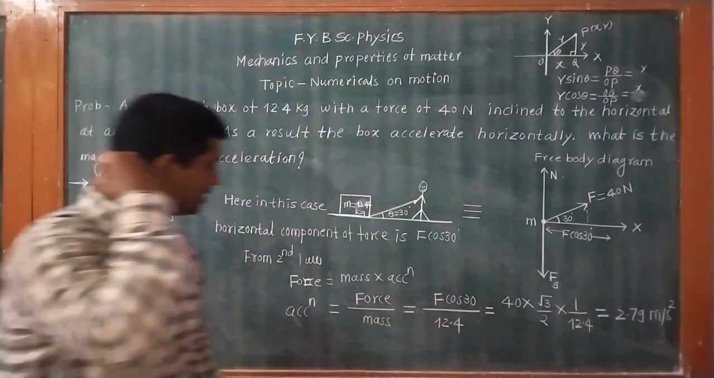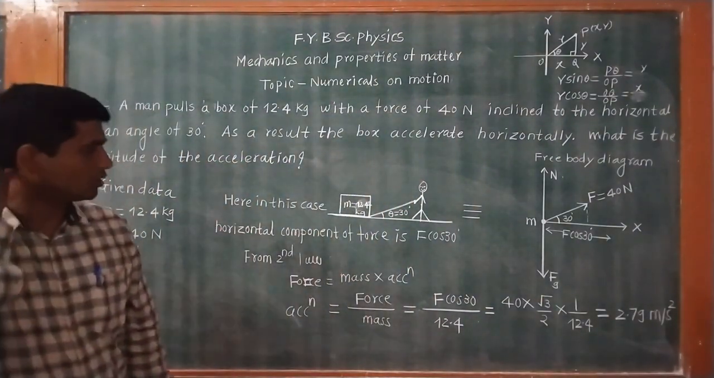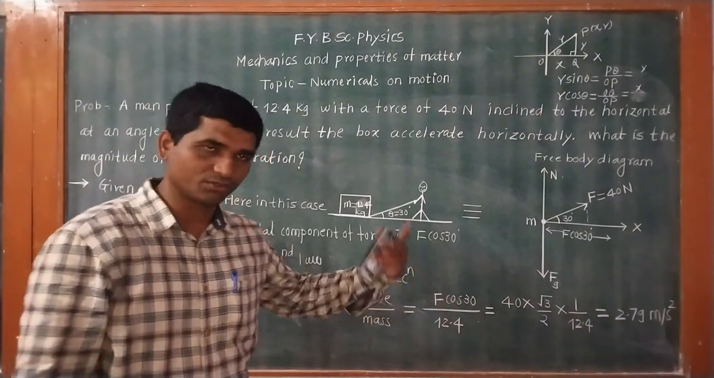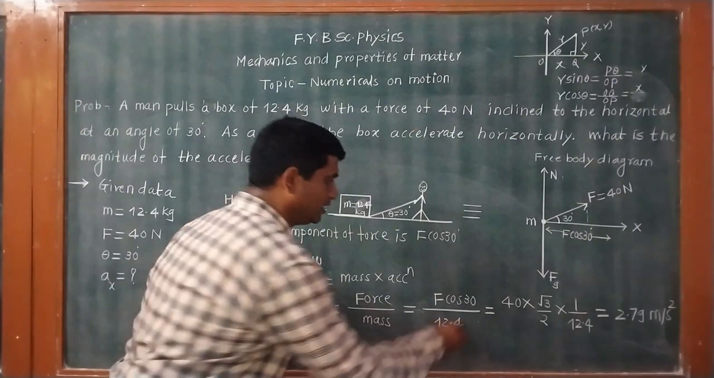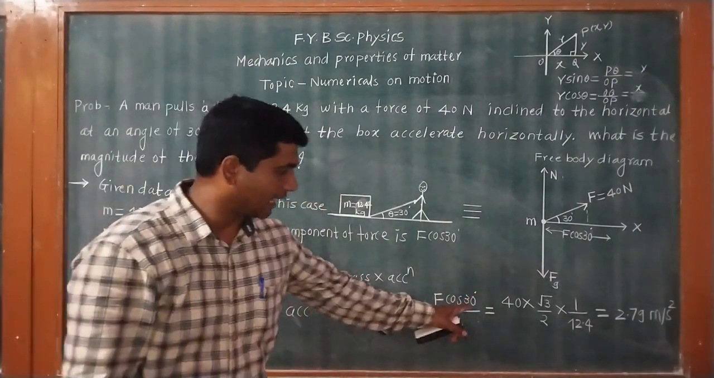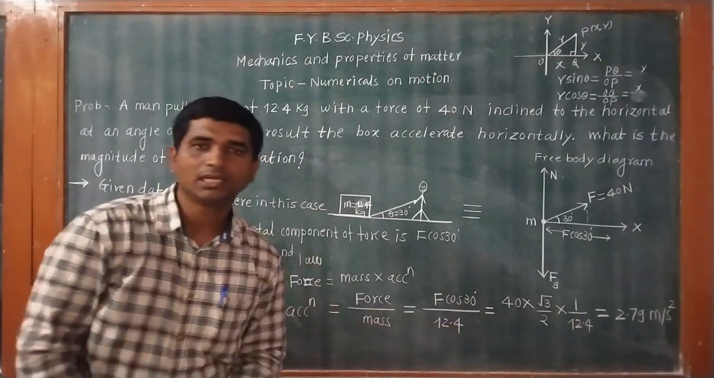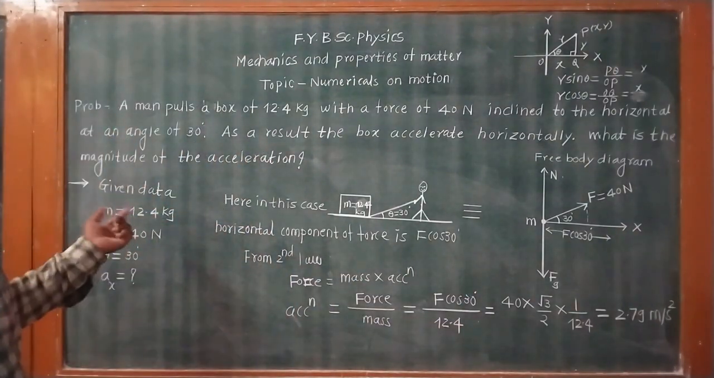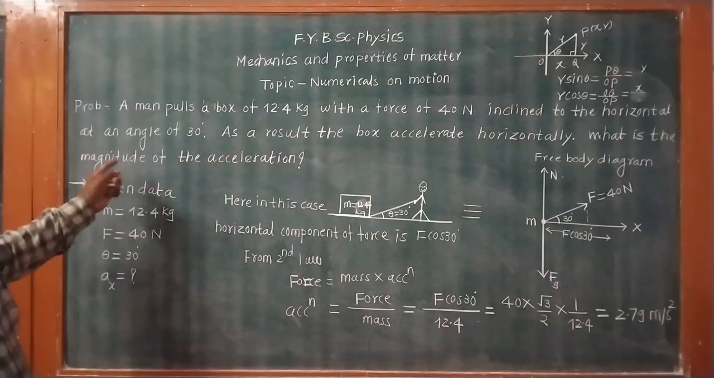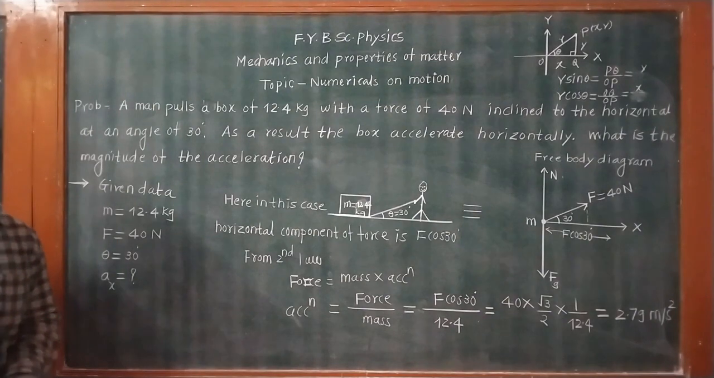Calculators are allowed in the exam. If you use the calculator, be sure while using trigonometric functions to choose the particular mode, because here in the cos, the angle is given in degrees. While using the calculator, you have to use it properly. Finally, you have to write a single statement: the magnitude of the acceleration is 2.79 meters per second square.